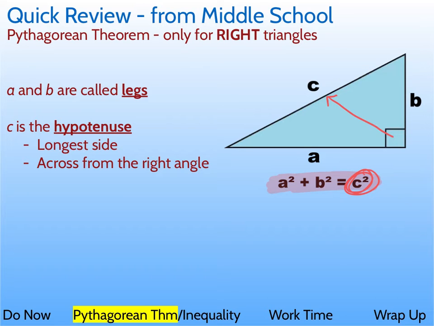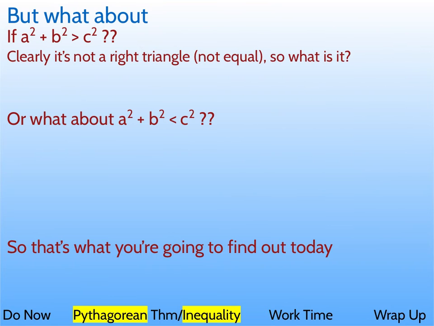Basically, you take the length of a, square it, take the length of b and square it, and add them up. If it equals c squared, then you have a right triangle. So this only works for right triangles when it's equal. However, sometimes it's not equal. For example, what if a squared plus b squared is greater than c squared? You're like, that's ridiculous, that could never happen. Oh, yeah? Give me one second. I'll show you an example.